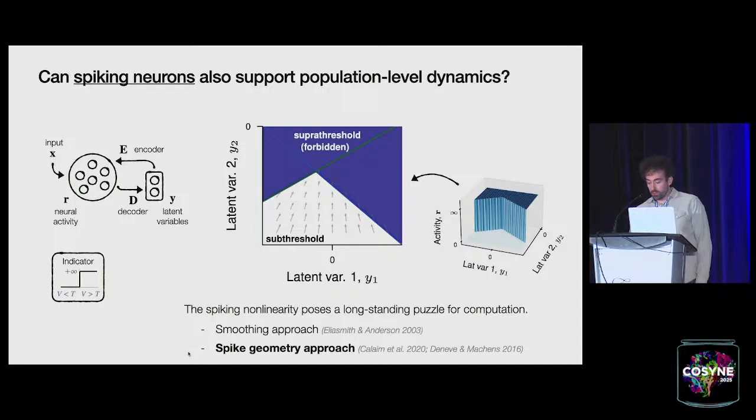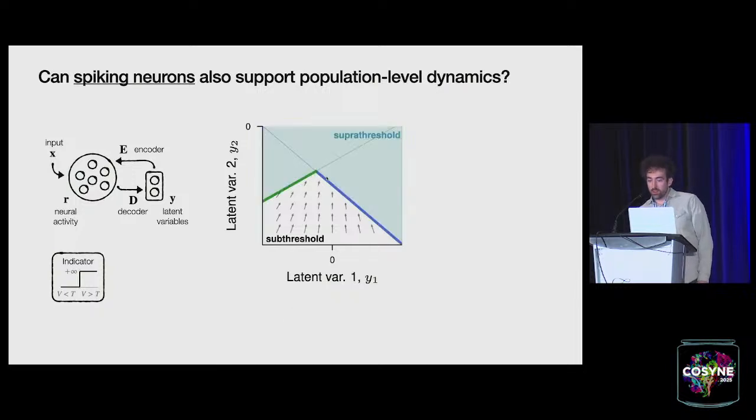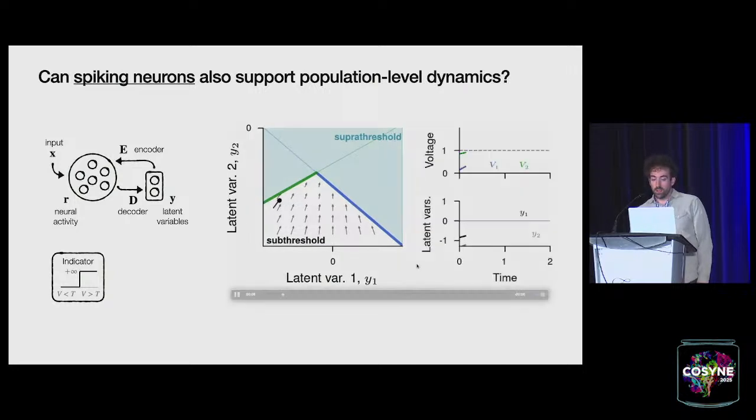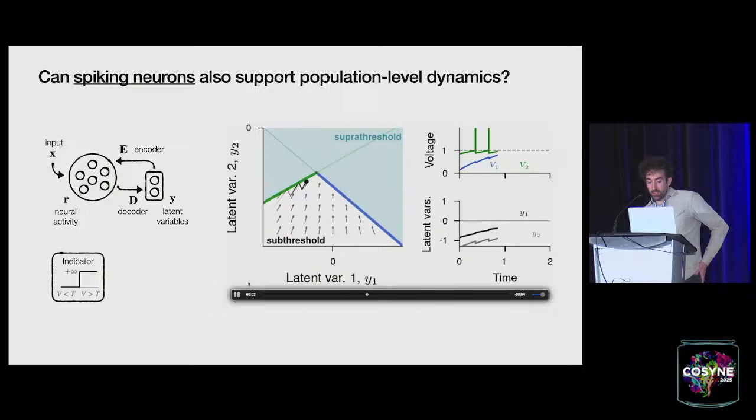So today I'm going to tell you a little bit about a different approach that I'll call a spike geometry approach. So to start with, let's take this two-neuron picture and actually just simulate the dynamics to see what we get. So when we do that, we see that we do have stable dynamics in this space. Here's the voltage plotted of each neuron over time, and then the latent variables.